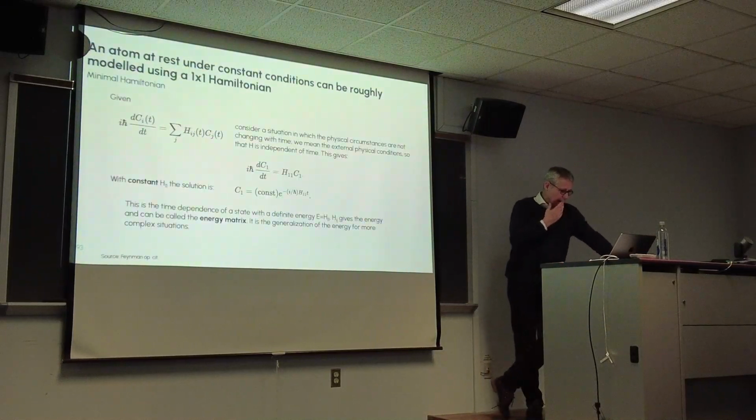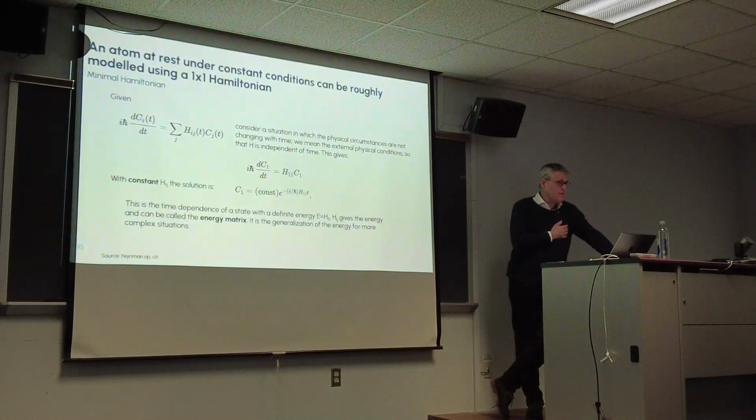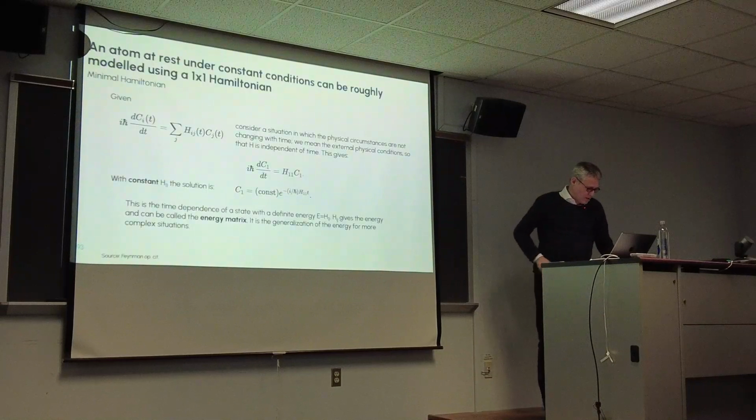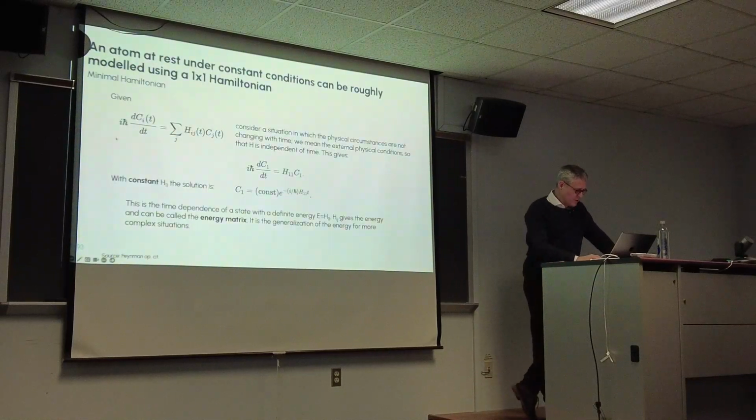And now let's start with the most simple Hamiltonian that we know. It's a 1 times 1 Hamiltonian, it's just one number. It's one row and one column. So now we have again our minimal Hamiltonian, and we have now this equation here.